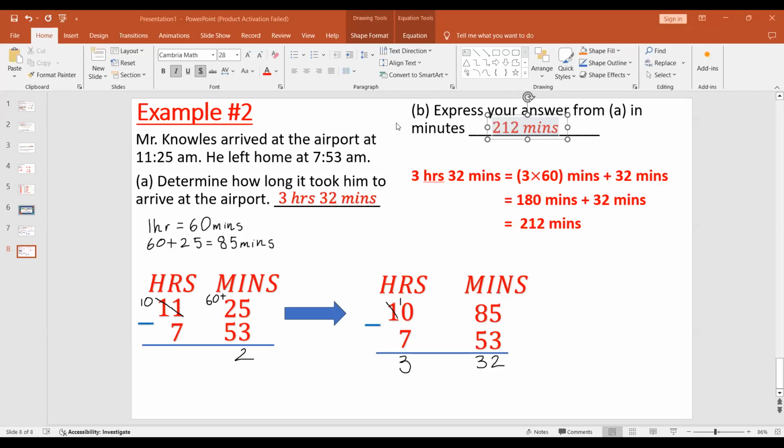So 11:25 take away 7:53 a.m. So 5 take away 3 is 2, but 2 can't take away 5. So we borrow from the 11 from the hour. So we borrow an hour from, excuse me, 11, Miss Petit, which remains. One moment.